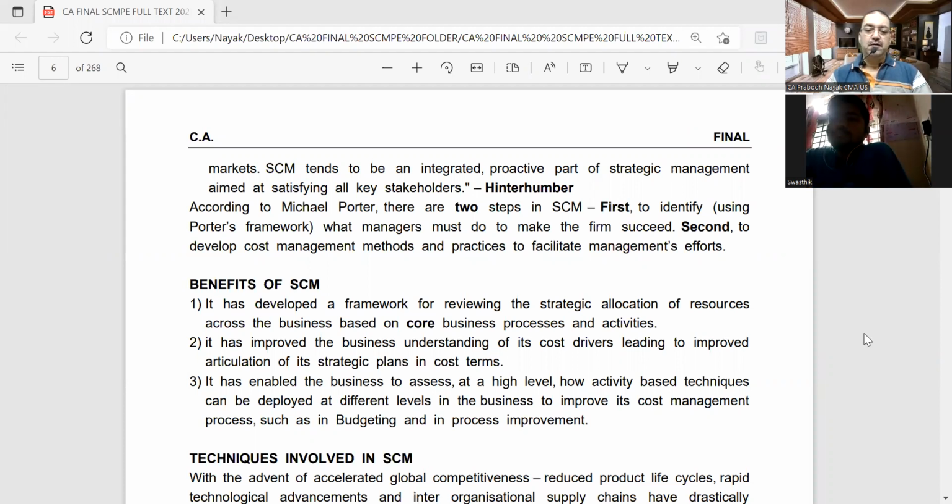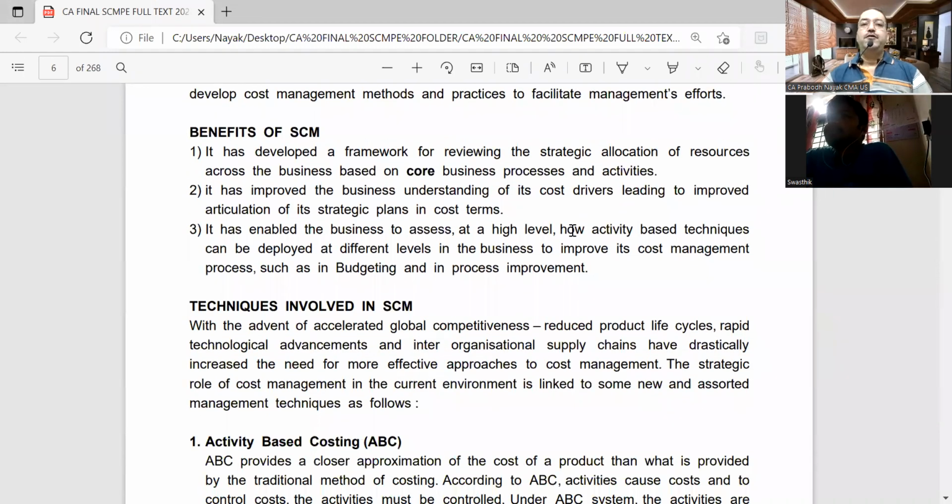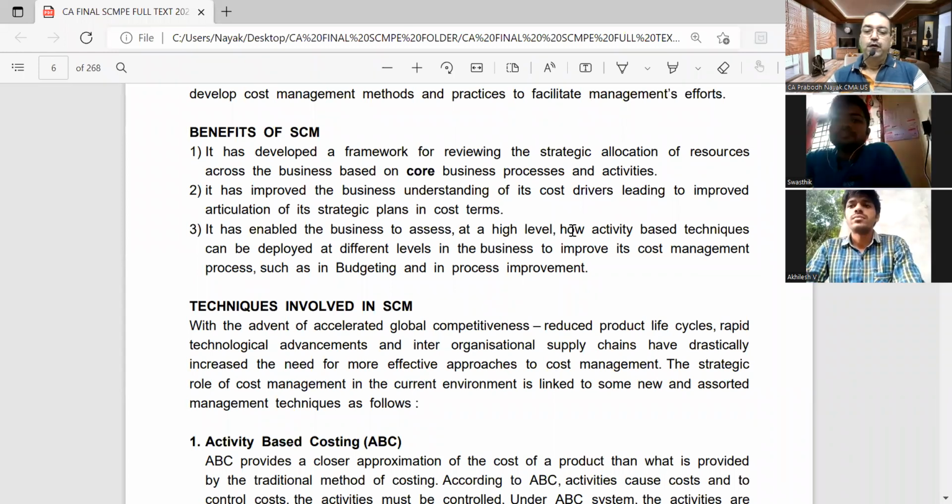Starting with benefits of SCM, that is strategic cost management. Strategic cost management has developed a framework for reviewing the strategic allocation of resources. Yesterday we discussed the 3 points for strategic cost management, and one of the points was allocation of scarce resources. So it has developed a framework for reviewing the strategic allocation of resources across the business based on core business processes and activities.